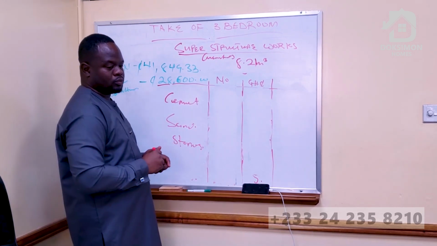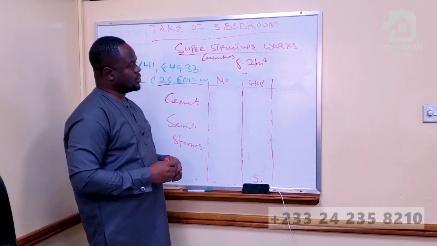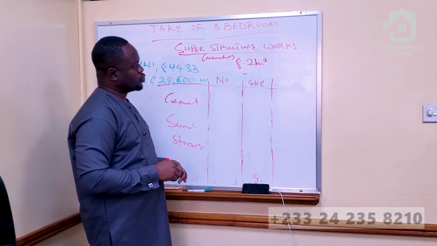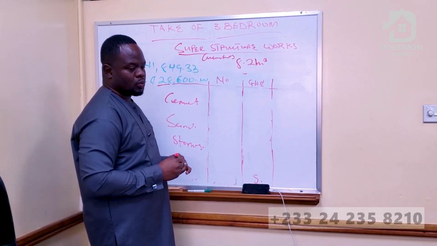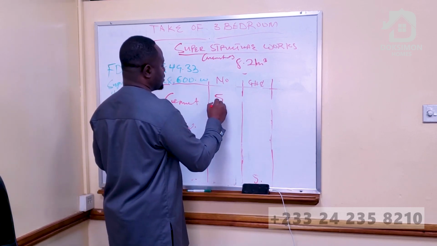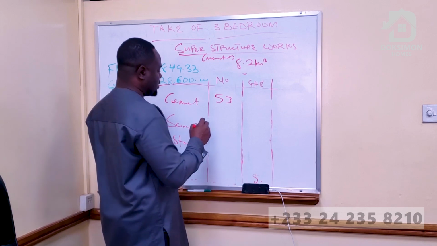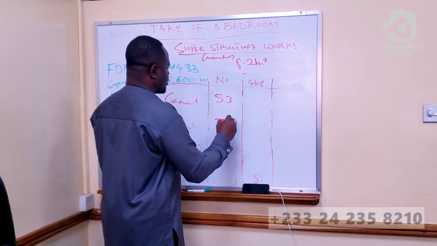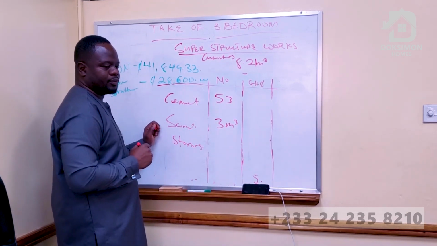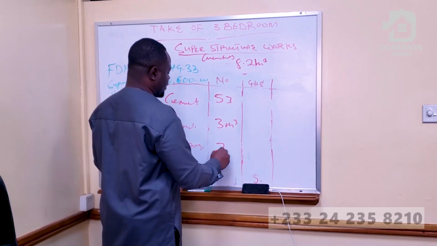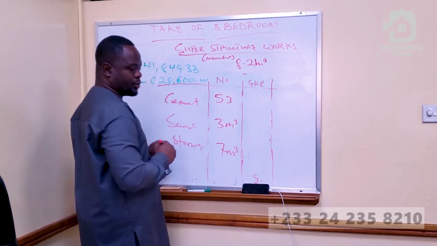Okay, so with the 8.221 meter cube, we need 53 bags of cement, accompanied by just 3 meter cube. Okay, and the stones will also just give us 7 meter cube.